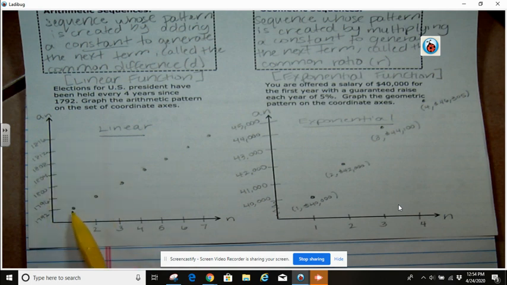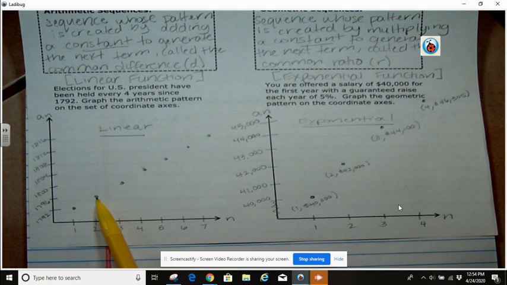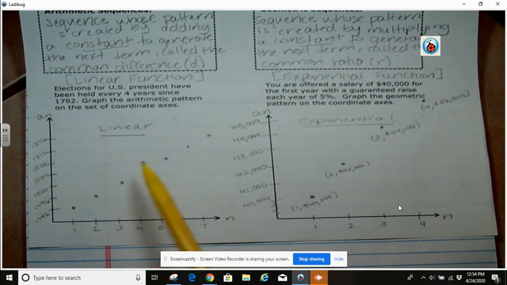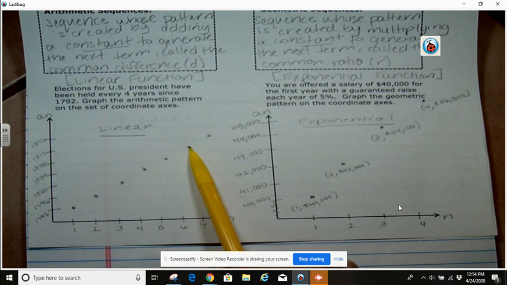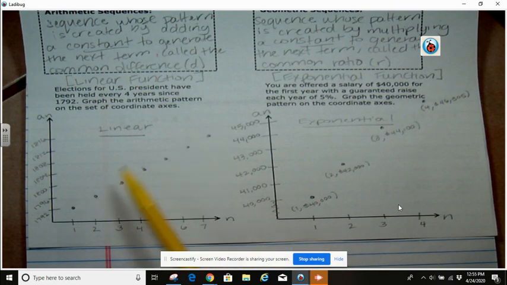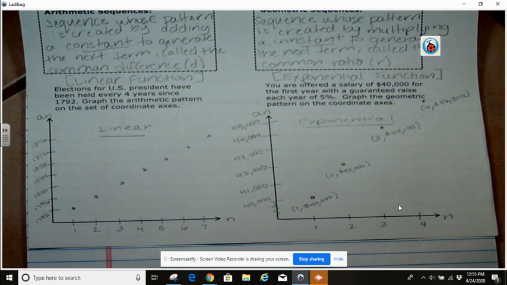So the first term would be the first election in 1792. The second term would be the next election, which is 4 years after. And then every subsequent election was 4 more years later. So there is a constant addition of 4 years, which creates that linear pattern, which is an example of an arithmetic sequence.